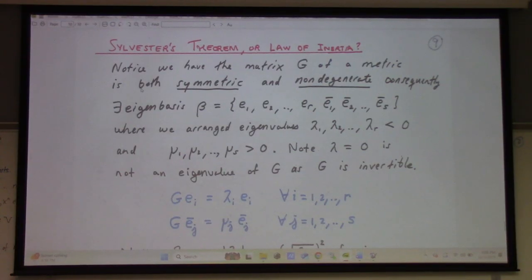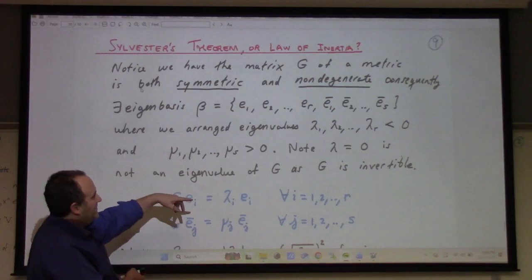This is probably a specialization of his theorem, truth be told, but if we have a metric, let's think about how we can put all the pieces together. We have a matrix of the metric. It's a symmetric invertible matrix, right? So the real spectral theorem says that there exists an orthonormal eigenbasis for it. And also, 0 is not an eigenvalue, because invertibility means 0 is not an eigenvalue. So that means you can take the eigenvalues and put them in order, all the negative ones first and all the positive ones second, like I did here. I called them lambdas and I called them mu's.